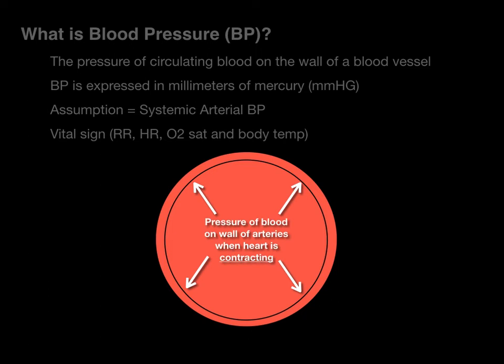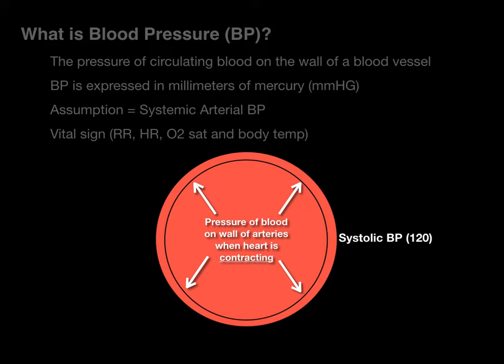And so now the pressure of blood on the wall of the arteries when the heart is contracting is called systolic blood pressure, because as we increase this volume and stretch the artery, there's a recoil that adds more pressure to this, and we call this systolic blood pressure.